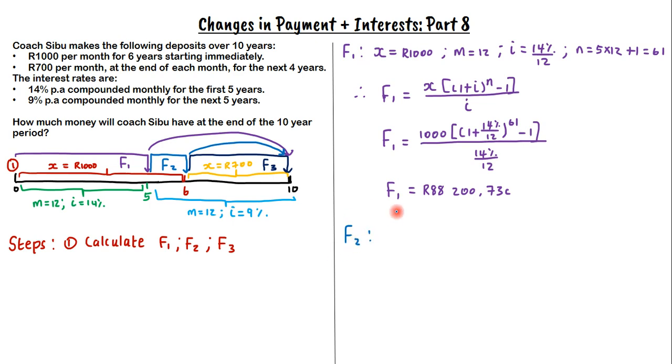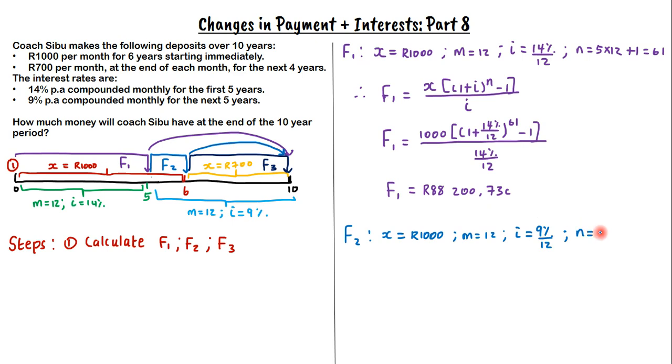Okay, so now for future value 2, we see that the amount of deposits is still 1,000, and M is still 12. Now the interest here is different because that's what actually interrupted the first future value. The interest here is 9% over 12. Now what about N? N is the number of deposits. So from year 5 to year 6, when you're calculating this, it will calculate this as a 1 year period, because from year 5 to year 6, that's a 1 year difference.